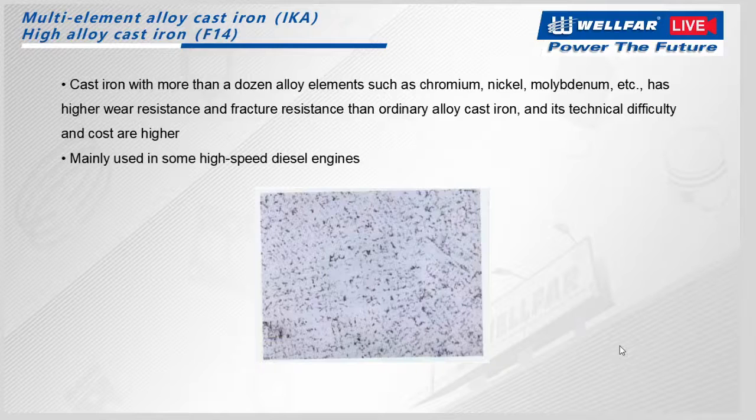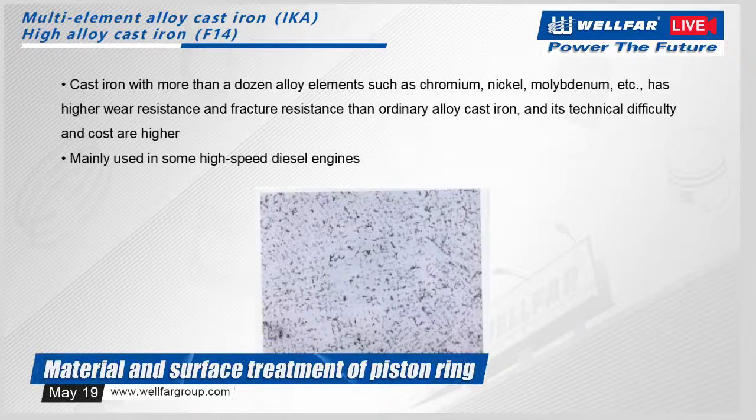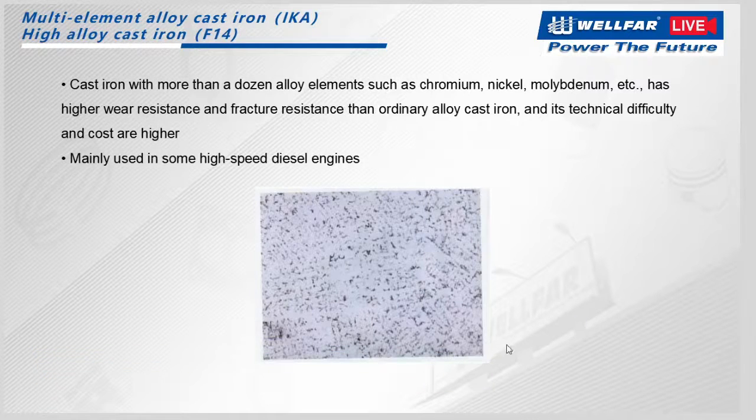And the multi-element alloy cast iron, IKA, and high alloy cast iron, F14, are also widely used for producing piston rings. Cast iron with more than a dozen alloy elements such as chromium, nickel, molybdenum has higher wear resistance and fatigue resistance than ordinary alloy cast iron, and its technical difficulty and costs are higher, and it is mainly used in some high-speed diesel engines. We can see this is the picture of the microstructure.